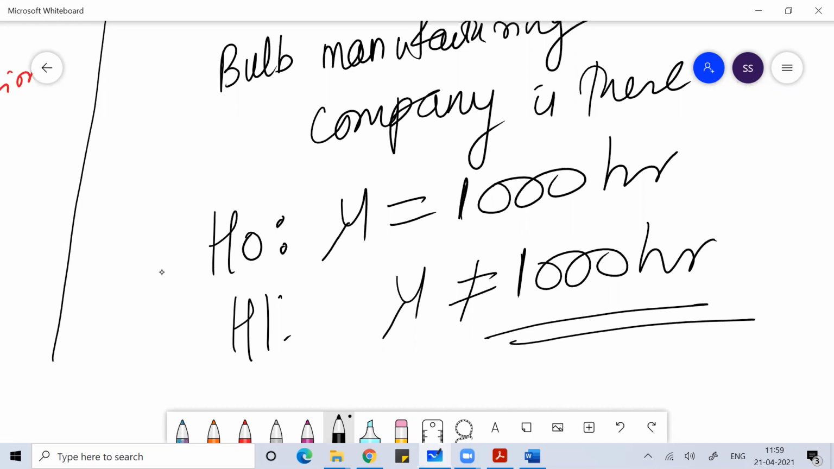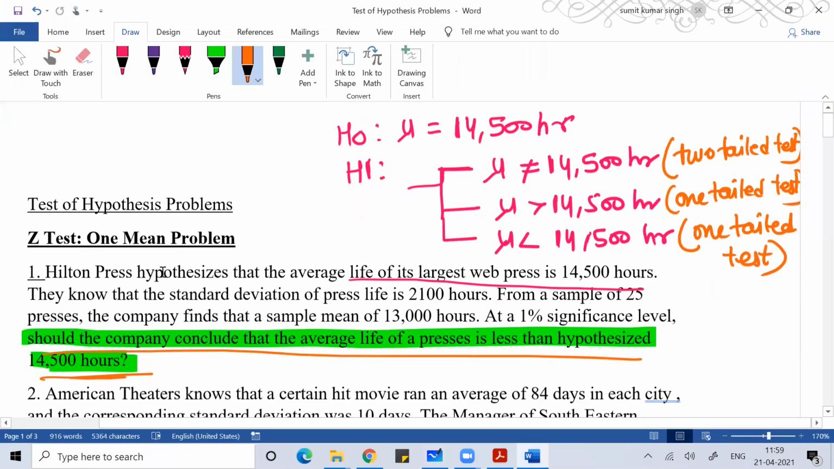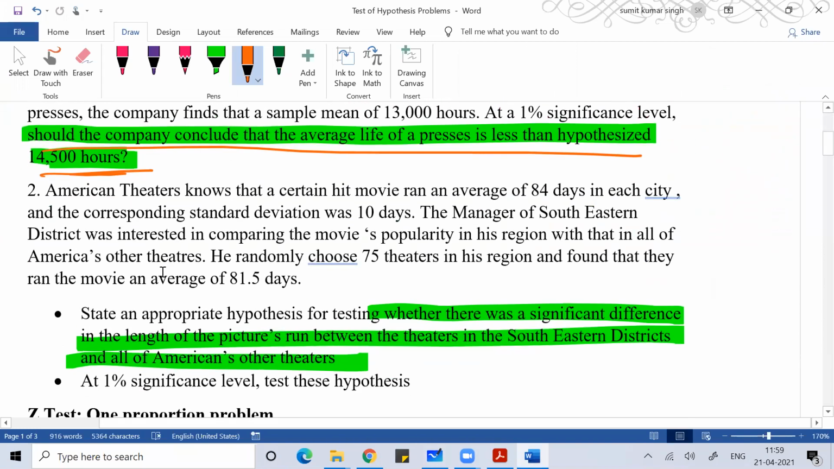Okay, there is no need to use this much brain. You can simply read the last line of the question. If in the last line of the question, whatever they're asking, they're not mentioning that you have to test whether it is greater than or less than, and they're just telling you to test whether there's a significant difference or not, then it's automatically a two-tail test. If they're asking you to test whether it is less than, greater than, or more than, then you'll do a one-tail test. I hope you're understanding.